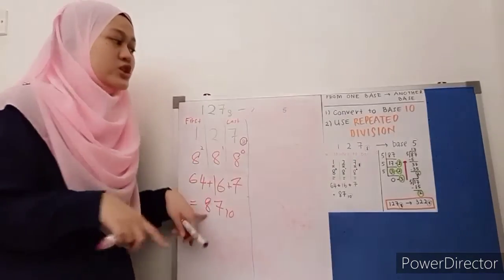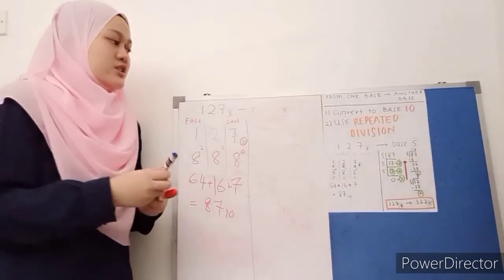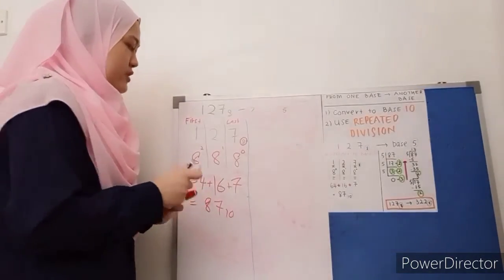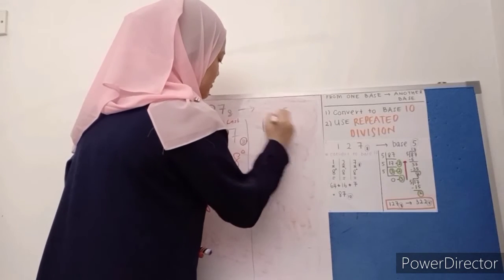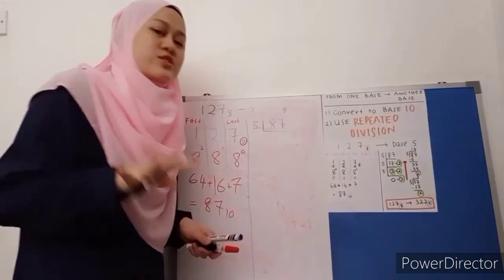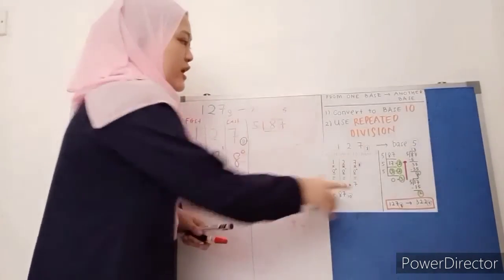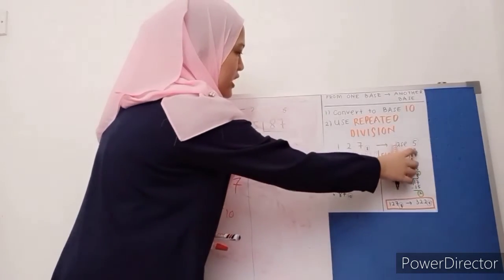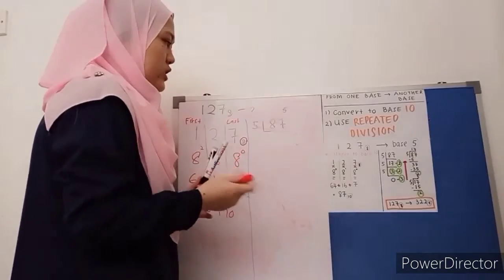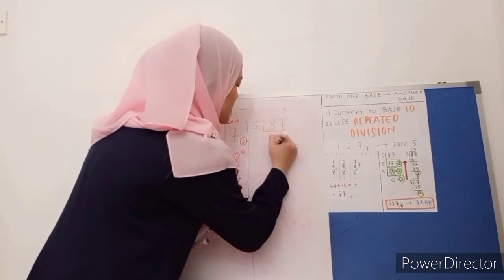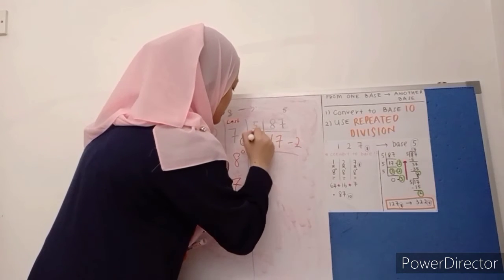So from here, you need to use the repeated division as I taught you before. 87 base 10 divided by 5. Remember to use the traditional way to divide them. So 87 divided by 5, you will get 17 remainder 2. Then continue the process.